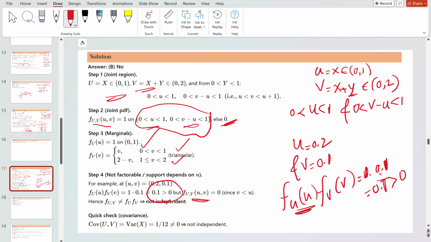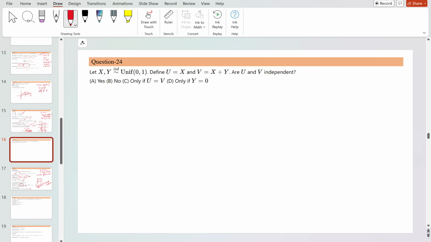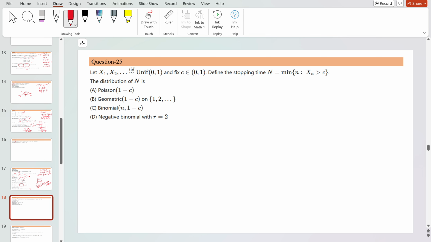You can also check with the covariance. The covariance of U and V is simply equal to the variance of X, that is 1 by 12, and it is not equal to 0, so it is not independent. So simply the correct answer will be option B. They are not independent.